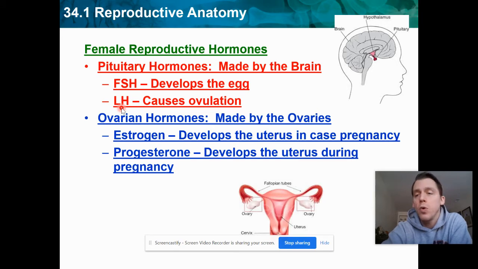Then we have ovarian hormones. These are the 2 hormones made by the ovaries, and you actually already know these from the other day. There is estrogen. Estrogen develops the uterus in case of pregnancy. And then there's progesterone. Progesterone also develops the uterus during pregnancy. So both of these hormones kind of have a very similar function. They help develop the uterus, and they help the uterus become very thick. It gets filled with blood so that it's a good place to raise an embryo.